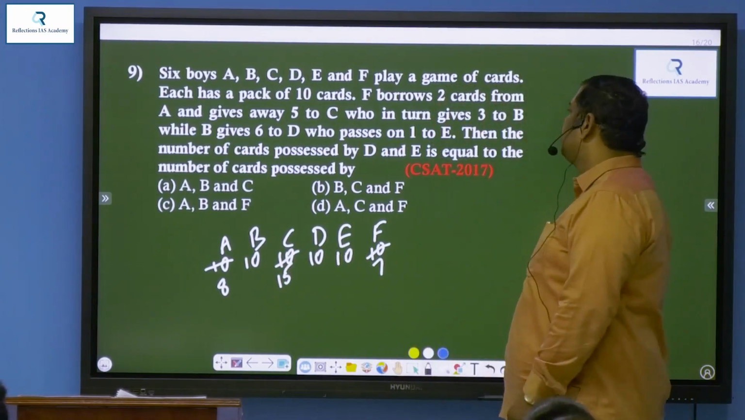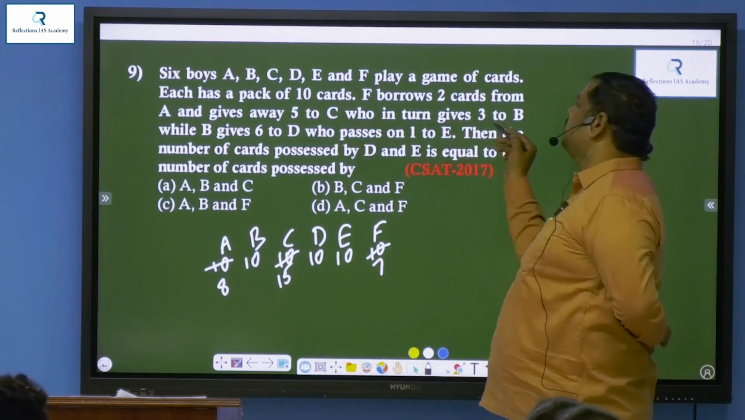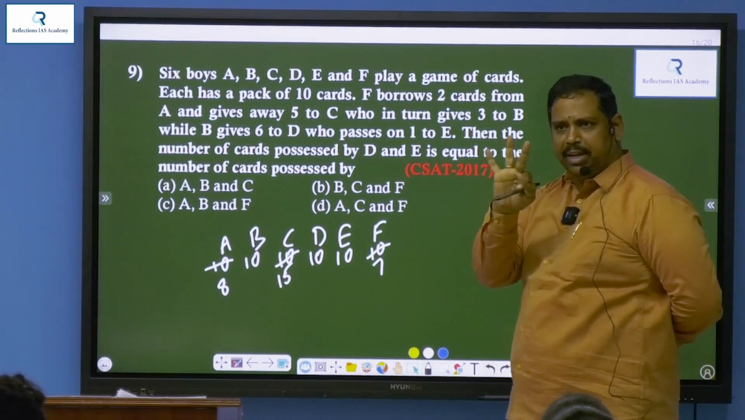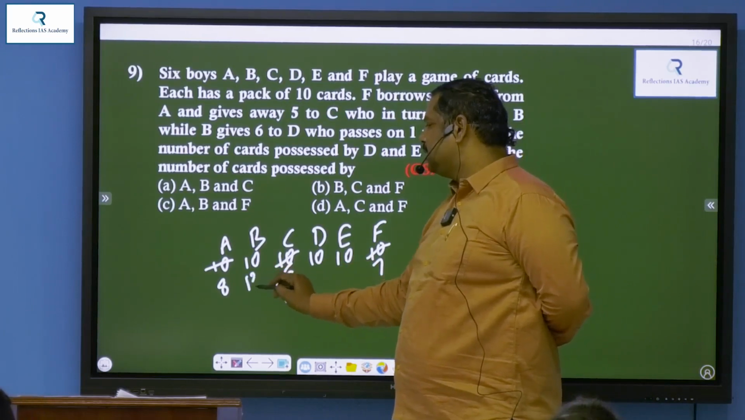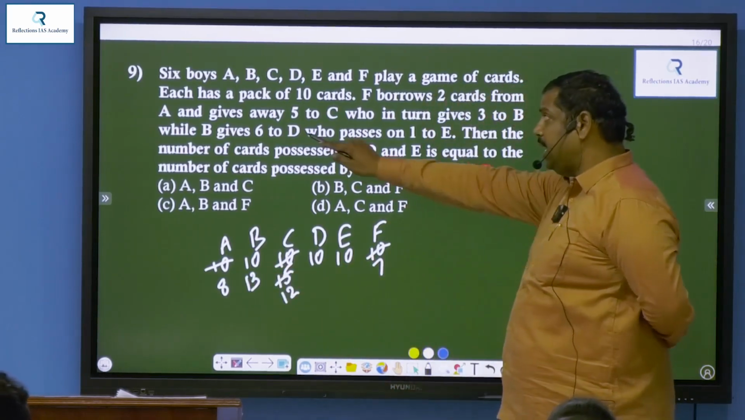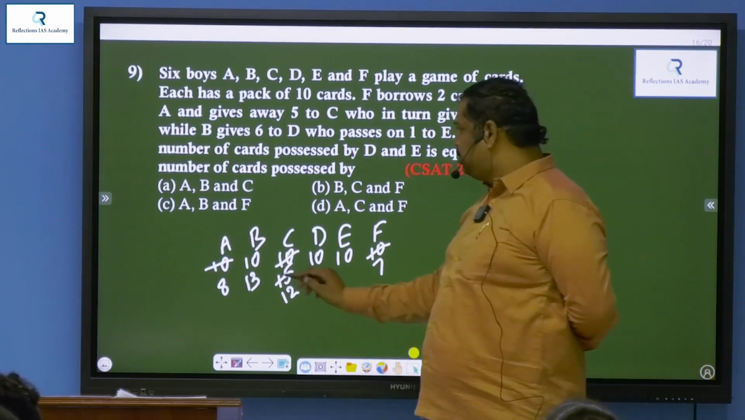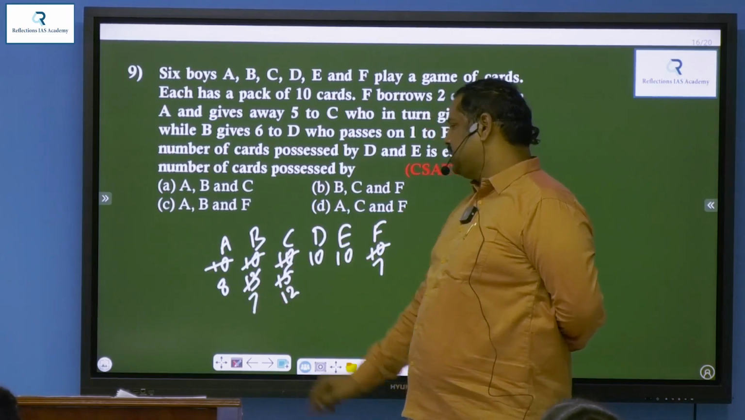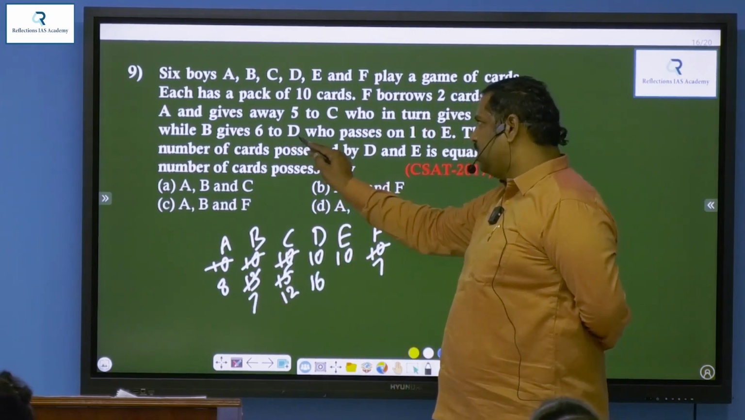Next statement. 5 to C, who in turn gives 3 to B. C has given 3 cards to B. Now tell me, C has 15 or 12 only. B has 13. While B gives 6 to D. B has given 6 cards to D. Now tell me how many B has? 7. D has 16.